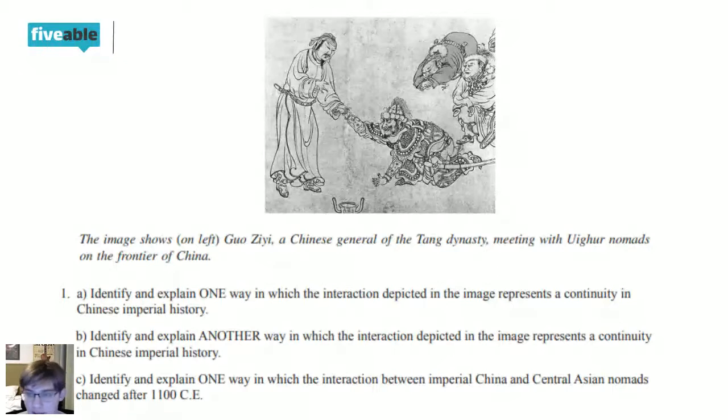So we can see the image shows, on the left, I'm going to butcher this, Guo Ziyi, a Chinese general of the Tang Dynasty, meeting with, I'm not even going to try to pronounce that, nomads on the frontier of China. So let's take a look at what's going on in this picture.